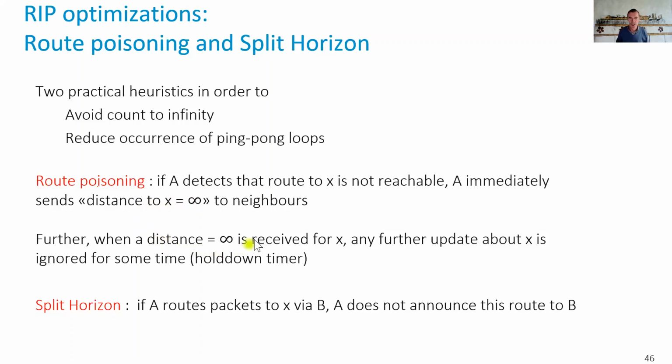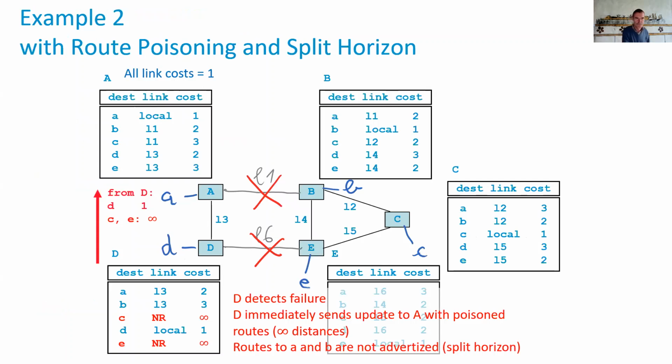And furthermore, when a distance of infinity is received for a given destination, we freeze the destination for some time in order to avoid those oscillations that could occur in the count to infinity. So here we would force everybody to believe the destination is unreachable, which will at least avoid some routing loops.